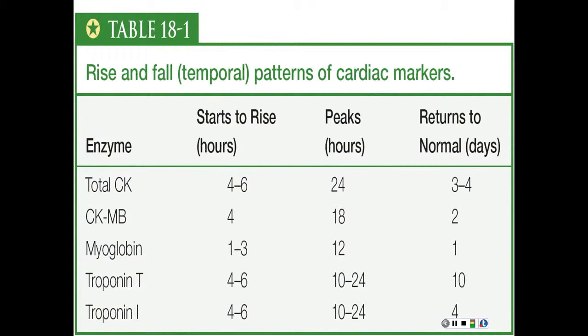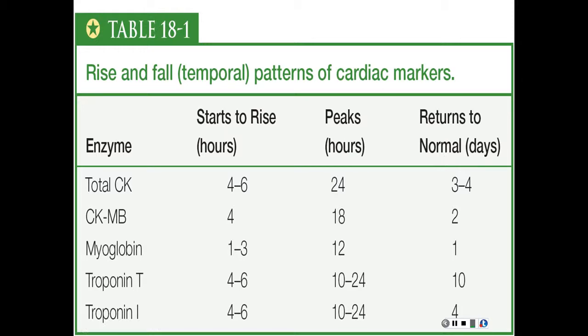Table 18.1 shows you some of the markers that we have been using in the past. Previously we've discussed enzyme CK and specifically the isoenzyme function CK-MB. That's specifically for cardiac tissue. We're also going to discuss myoglobin and the troponins. And this shows you a little bit about the time when they are beginning to rise following injury, when they reach their optimum rise, and when they begin to return to normal in days.